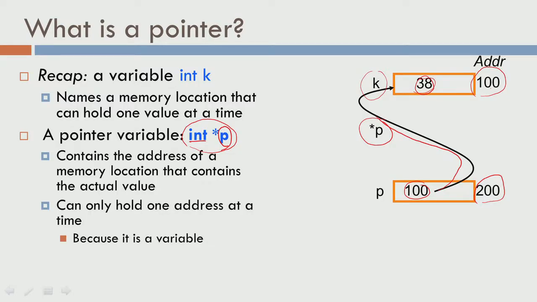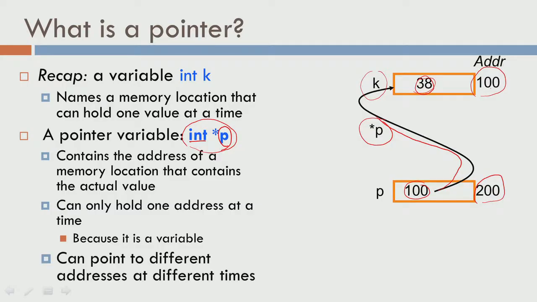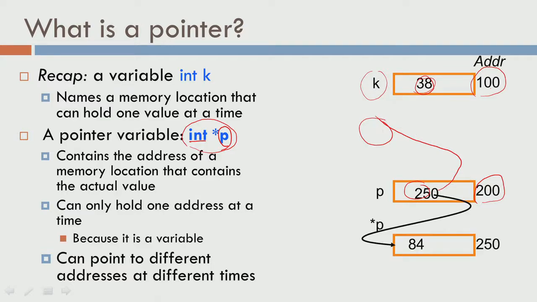So, just like any other variable, p can hold only one address at a time, but you can point to different addresses at different times. Just like variables can have different values at different times, a pointer variable can have different addresses at different points of time, right. So, let us say I change the pointer value from 100 to 250, I change p from taking the value 100 to 250, then it can point to a new location 250 and star p would now be 84 and not 38.